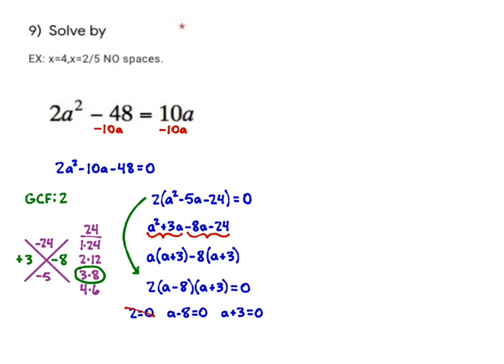If it was something else that we could solve, we would use it. And when you get to Math 3 and you talk about higher order polynomials, you're going to get something other than a constant out front there. Anyways, we're going to solve the other 2, so we're going to add 8 to both sides, so we end up with a equals 8. And then we'll subtract the 3, so we end up with a equals negative 3. So our two answers are negative 3 and 8.